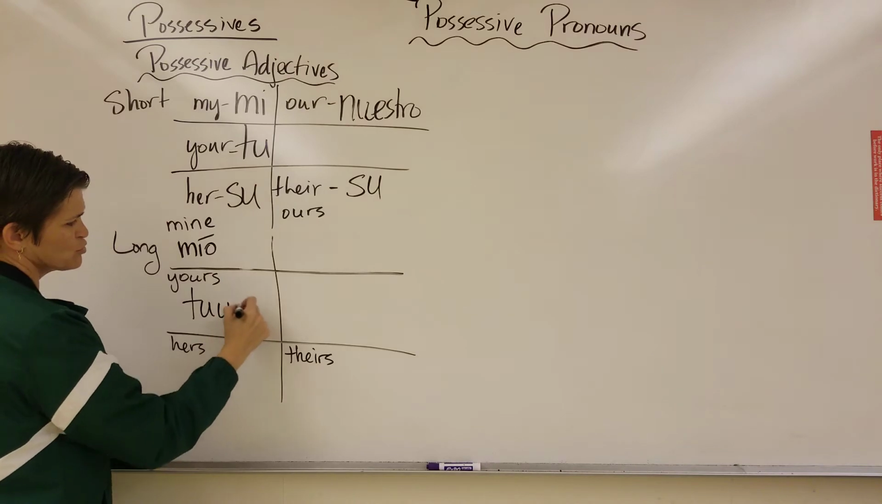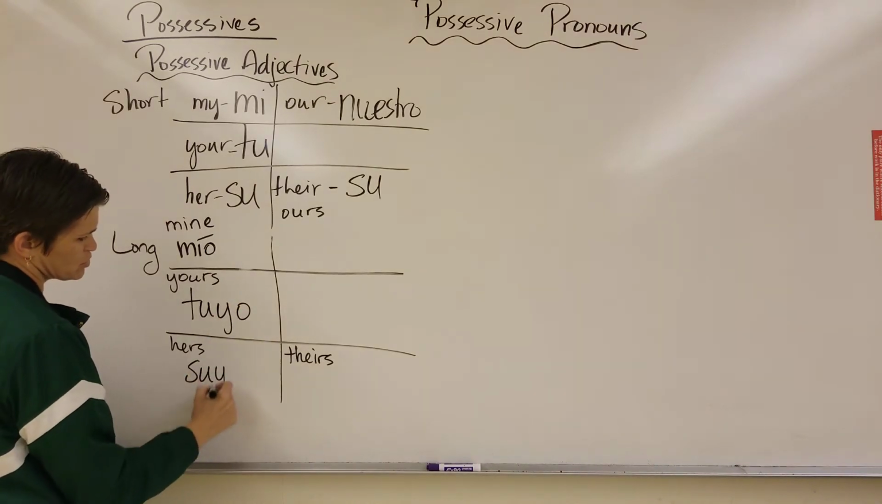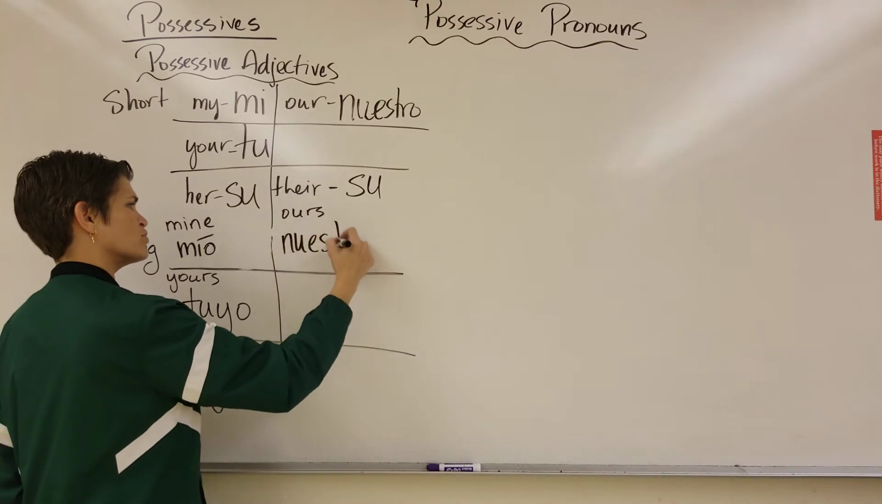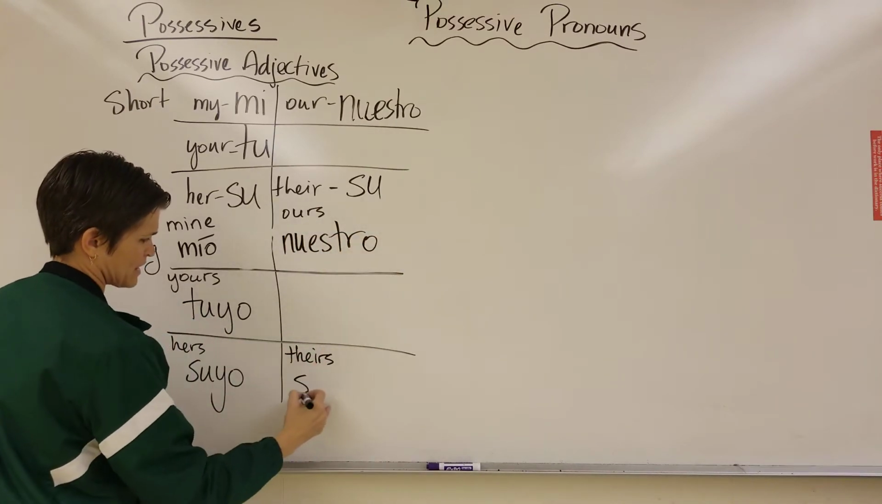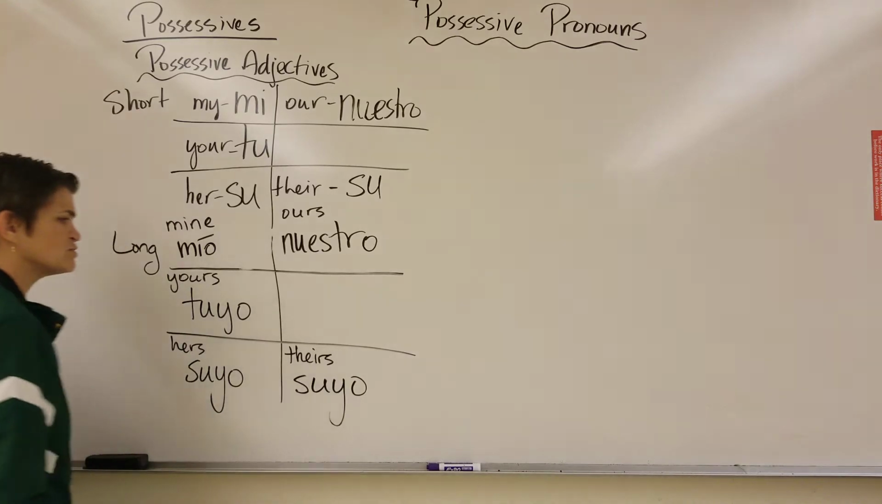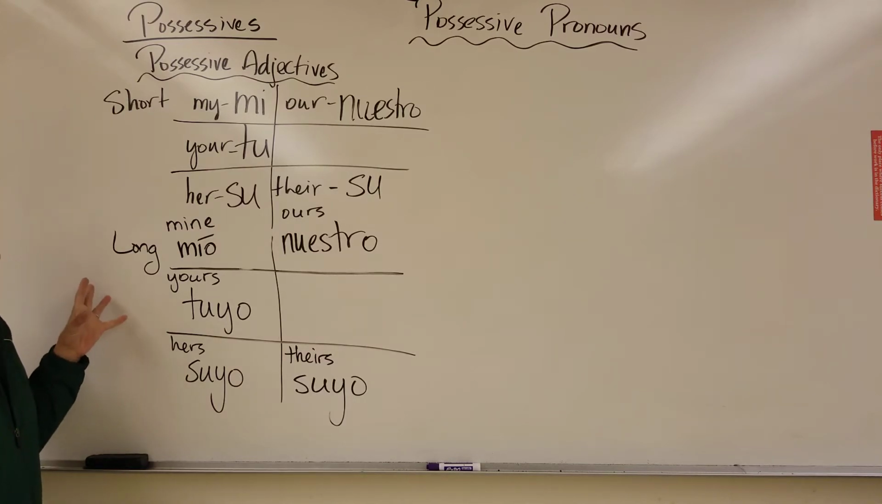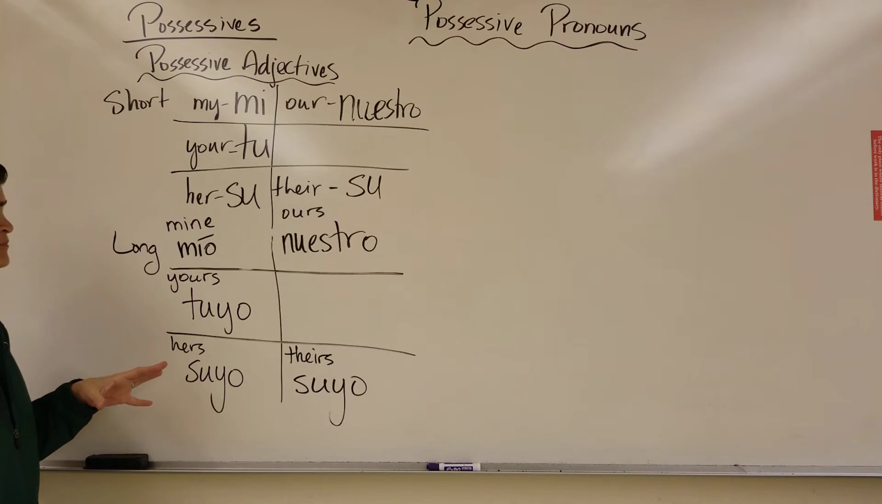This one is tuyo. Suyo is his or hers. Nuestro or nuestra. And then suyo and suya again. So those were the short and long possessive adjectives when we want to describe something. But these are also used as pronouns.